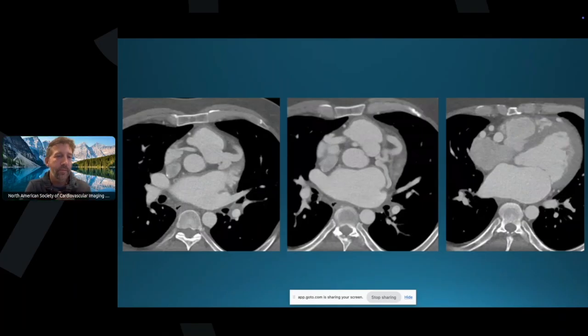Yes, it is. And so you can see it here. And unfortunately, in these selected slices, I did not put the origin of the right coronary artery. The origin was normal, but you can see here the left main arising from the lateral aspect of the proximal main pulmonary artery. So what's the problem with these patients? How do they present?